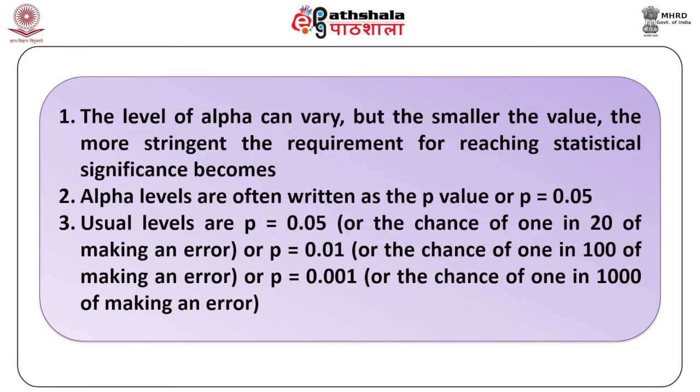The level of alpha can vary, but the smaller the value, the more stringent the requirement for reaching statistical significance becomes. Alpha levels are often written as the p-value, or p equals 0.05. Usual levels are p equals 0.05, or the chance of 1 in 20 of making an error, or p equals 0.01, or the chance of 1 in 100 of making an error, or p equals 0.001, or the chance of 1 in thousands of making an error.